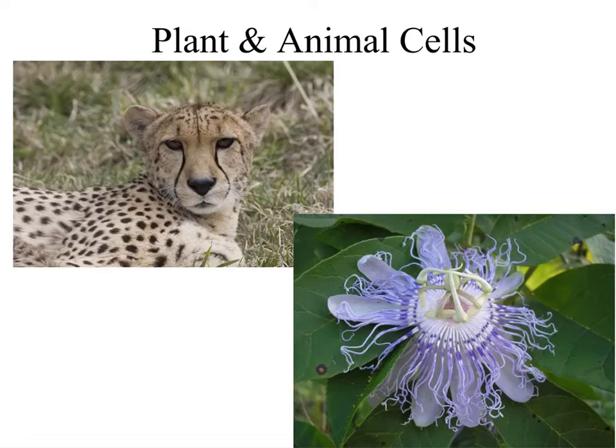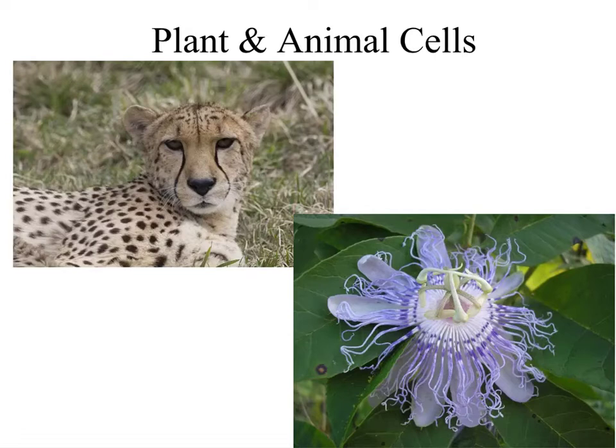But if we were to look at these a little closer, maybe even under a microscope, and take a look at their cells, we would see that their cells, the cheetah cell and the passion flower cell, are very similar. In fact, they have more similarities than differences. They both have a nucleus with their DNA inside of it. They have mitochondria that help burn energy and make ATP molecules. They both have ribosomes and endoplasmic reticula to help build proteins and lipids. They have a Golgi apparatus for processing and packaging.